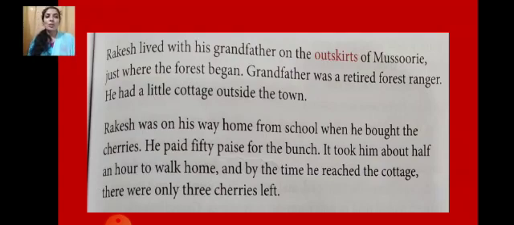Rakesh was on his way home from school when he bought the cherries. He paid 50 paise for the bunch. It took him about half an hour to walk home, and by the time he reached the cottage, there were only 3 cherries left. He took the bunch for 50 paise, and on the way to his home, he started eating. And when he reached the cottage, how many cherries were left? 3 cherries. Okay, so this is mathematics.